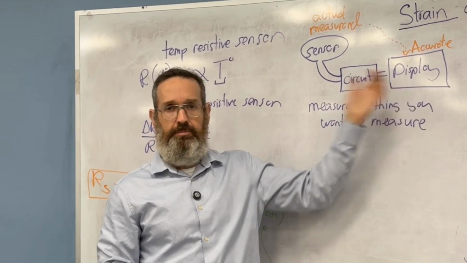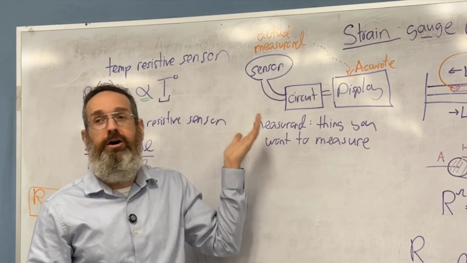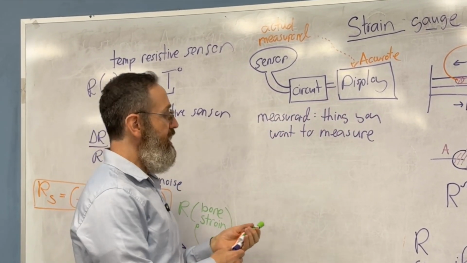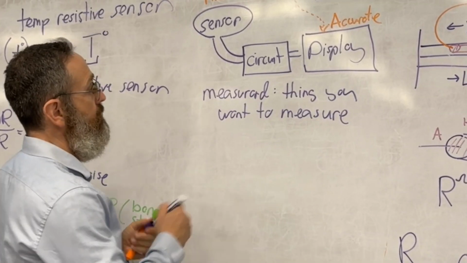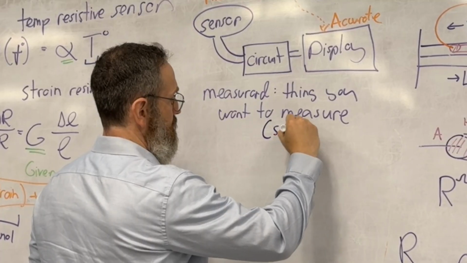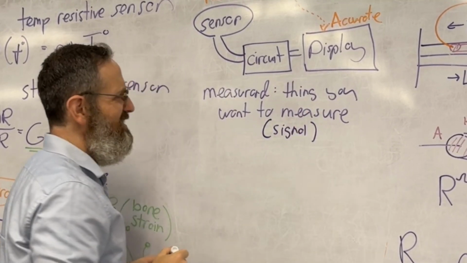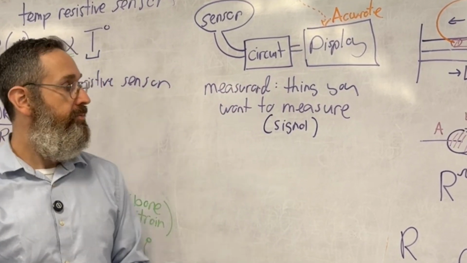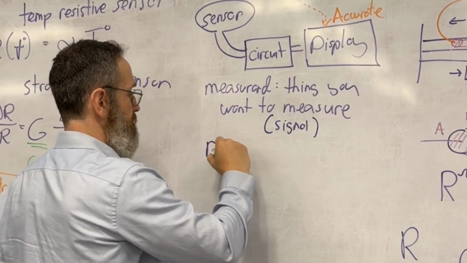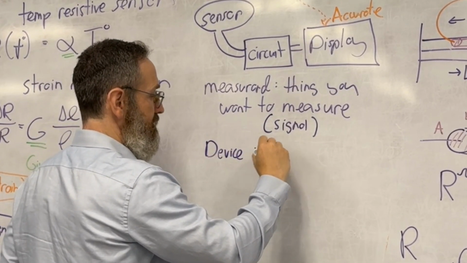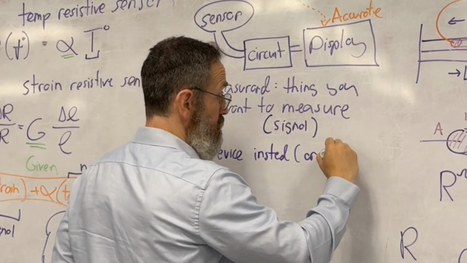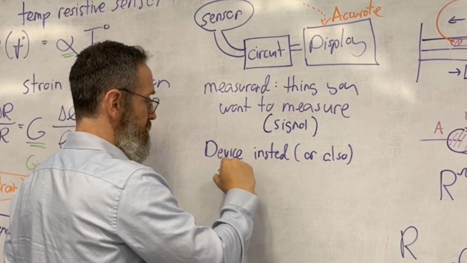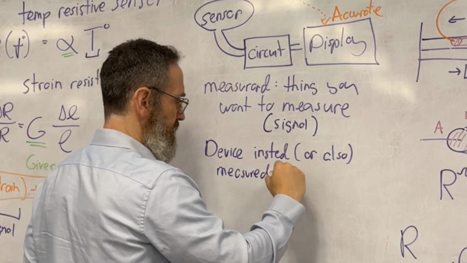So that's our job here. So, okay, well, what could possibly go wrong, you would say? Right? What could possibly go wrong? Now, another term we can use for the thing we want to measure is the signal. Okay, that's the signal, right? Like I'm signaling you, you need to see it, right? What if your device instead, or also, measured something else?